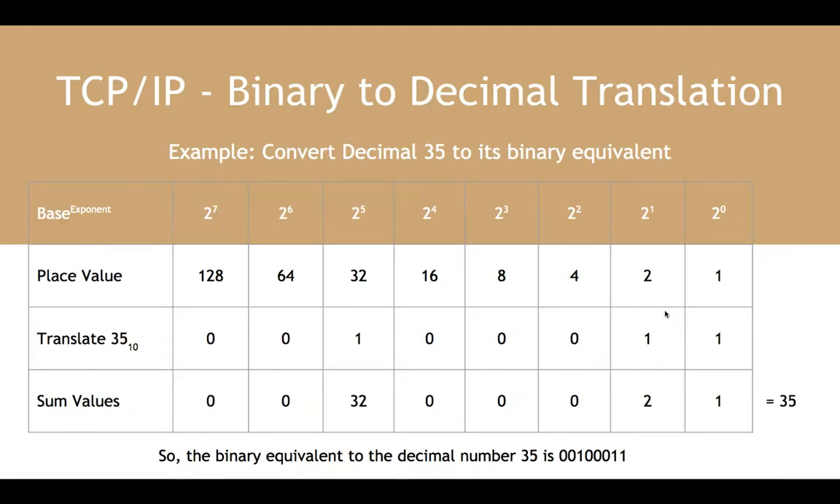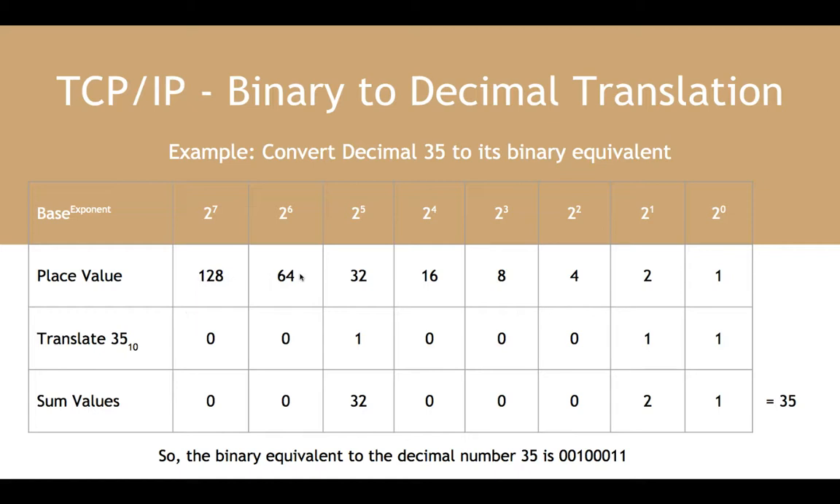So when we convert decimal 35 to its binary equivalent, we need to think about it this way. The base is the exponent, okay? The base is 2. The exponent is the number. Notice that we have them listed in sequence from 0 to 7 all the way up here. There's 8 digits. So we're going to look at it this way.